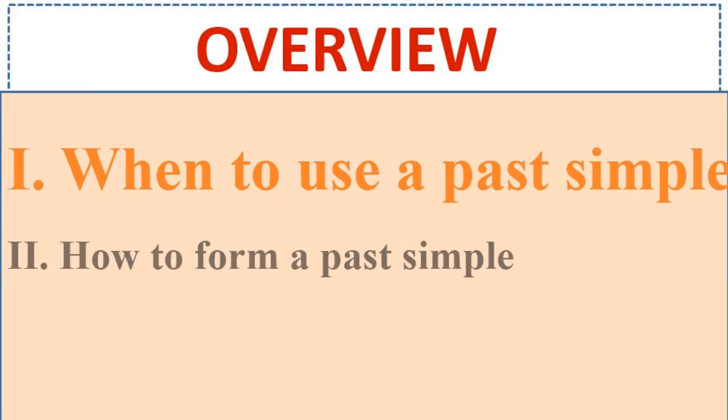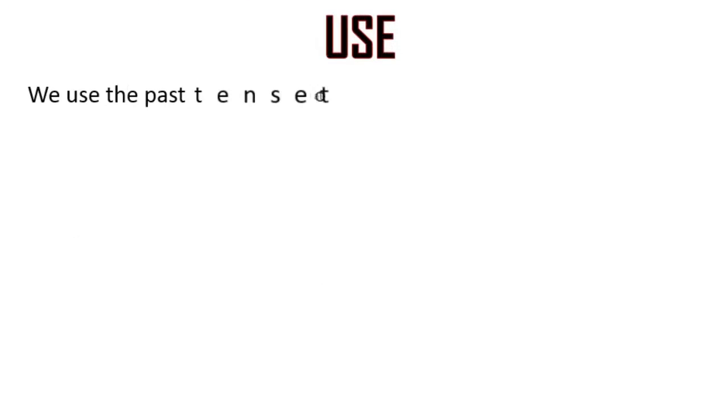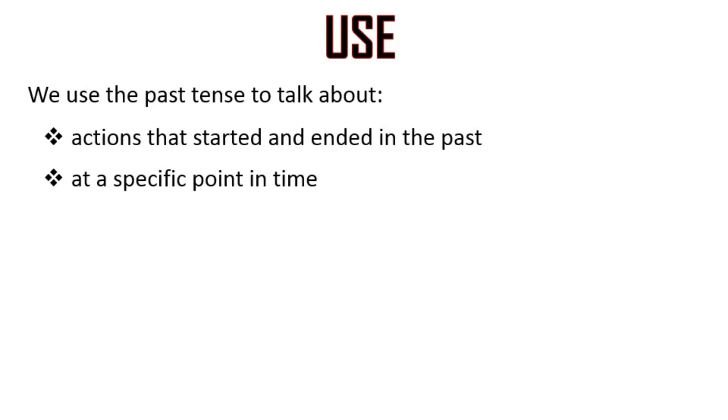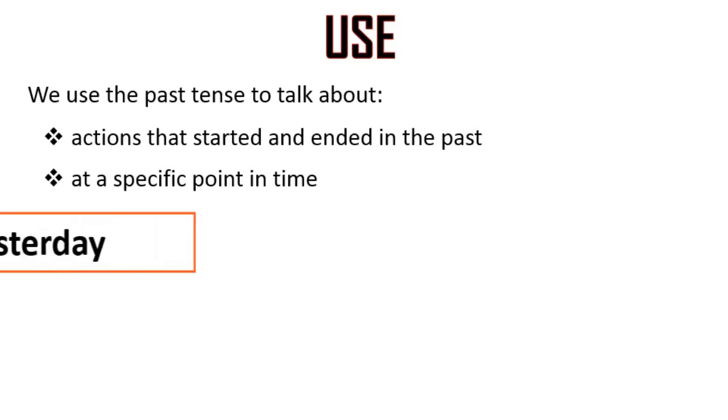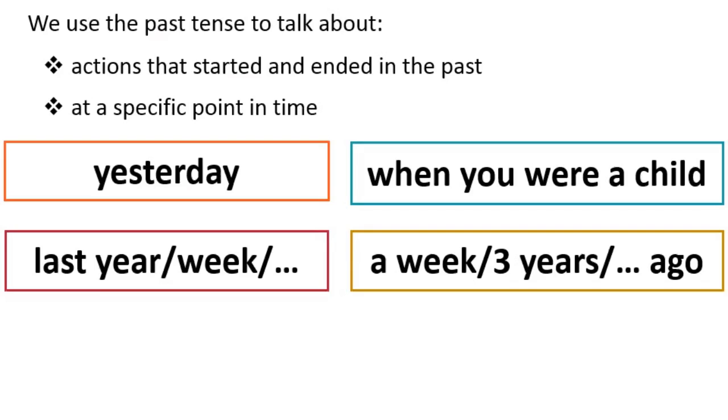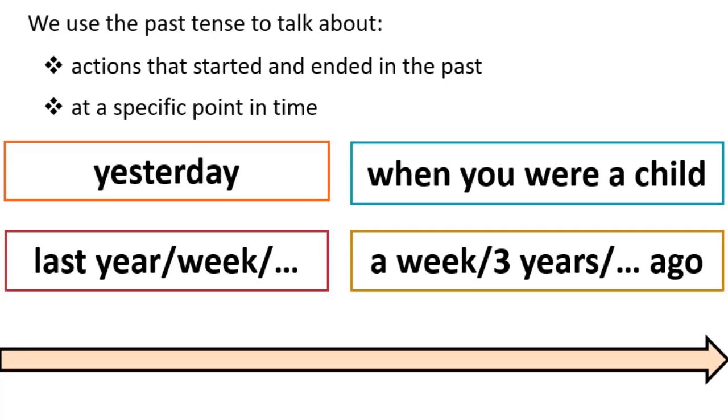Okay, so first let's talk about when we should use the simple past tense. Simple past tense statements are for actions that started and ended in the past. The second point is these are actions which happen at a specific point in time. It can be yesterday, this morning, last year, last week, 3 years ago, or it can be when you were a child. All of these are specific points in time, but the key is that we know when the action happened. So as you can see, now it is at this point and the past is down here.